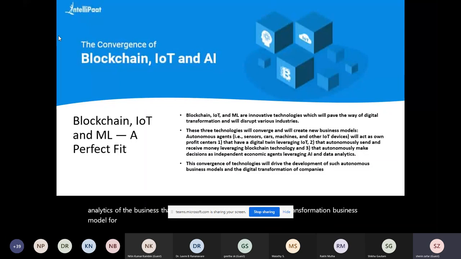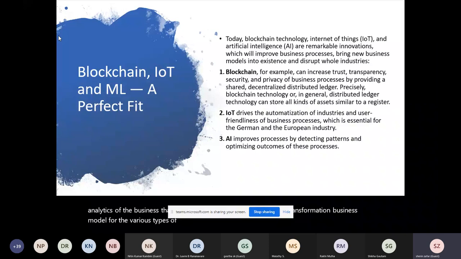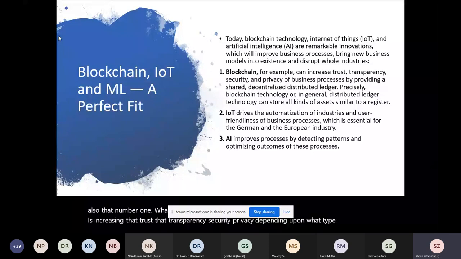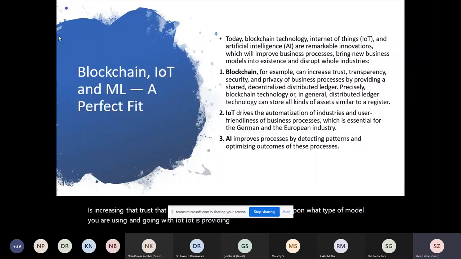And as I told you with the diagram also, number one, what is blockchain doing? Blockchain is increasing trust, transparency, security and privacy, depending upon what type of model you are using. And going with IoT, IoT is providing automation. It's very, very important that automation of industries should be done in order to leverage the importance of digital association. And third, AI or artificial intelligence is doing optimization of those processes by detecting patterns and doing predictive analysis.